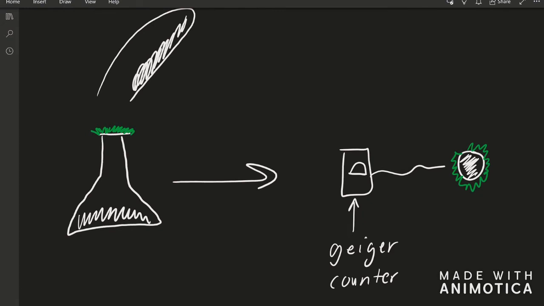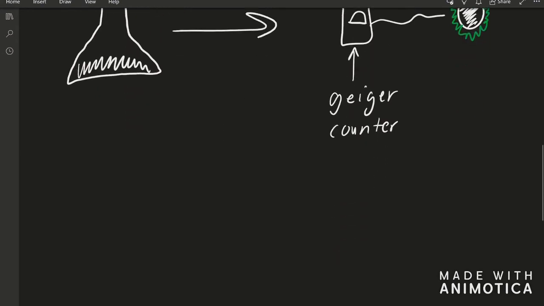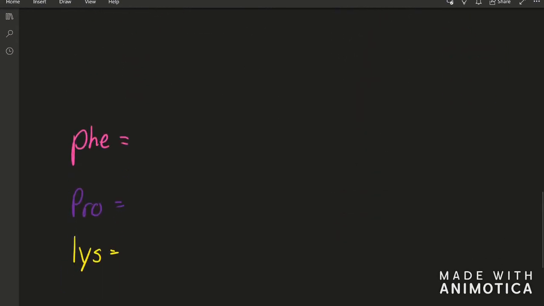They tried this with poly-U, poly-C, poly-A, and poly-G. And they got the results that phenylalanine was coded for by poly-U, proline was coded for by poly-C, and lysine was coded for by poly-A. Poly-G was attempted but did not work.